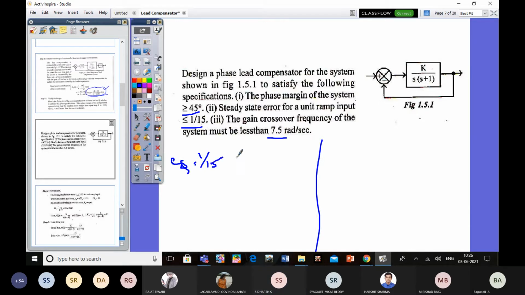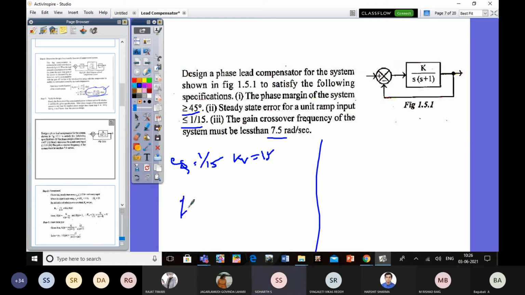That is, ESS is equal to 1 by Kv. So Kv is equal to 1 divided by 1 by 15. So Kv is equal to 15 you will get, correct? Any doubt? Next, what is the step?